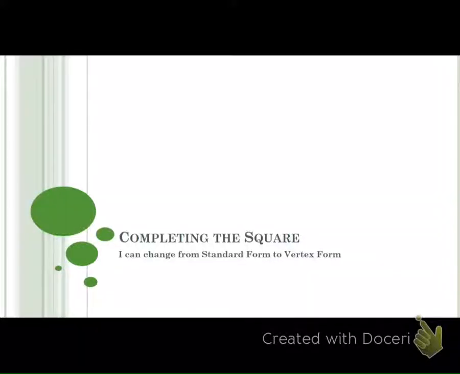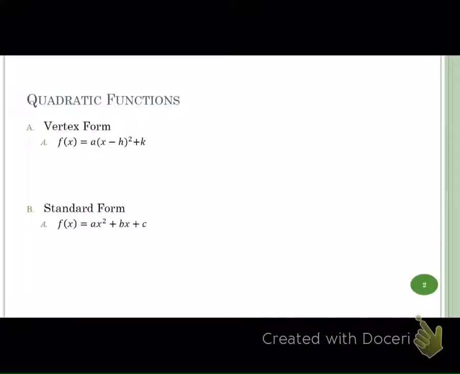Completing the square, so we just need to review what completing the square is. Just remember, there's two forms of quadratic functions. There's vertex form and standard form. In vertex form, you can solve using the square root property. So you can solve using the square root property if it is in vertex form.